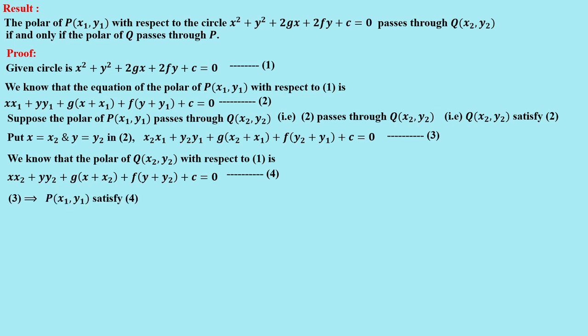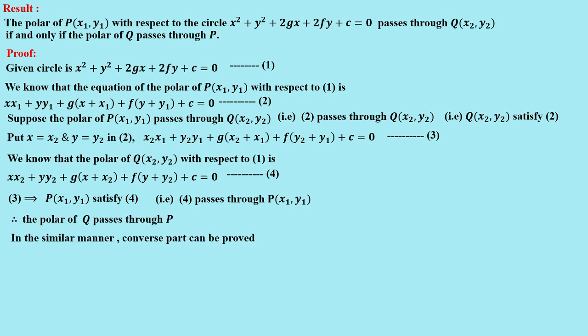So 3 implies P(x1, y1) satisfies 4, right? 4 passes through P(x1, y1), because if you put x = x1 and y = y1 in the fourth equation, you will get the third equation, right? So that means P(x1, y1) satisfies the fourth, that is 4 passes through the point P(x1, y1). So therefore the polar of Q passes through P. In a similar manner, the converse part can be proved. So if we put if and only if in all the if conditions, you will get the reverse, right? Same procedure.